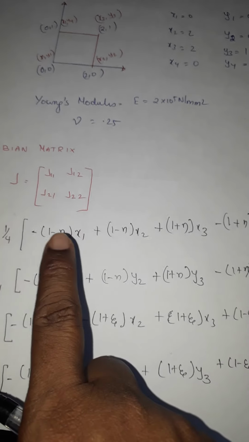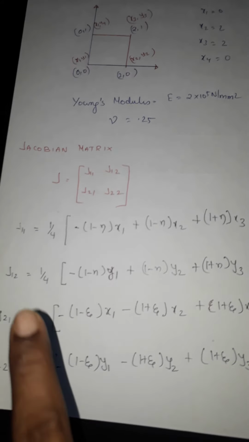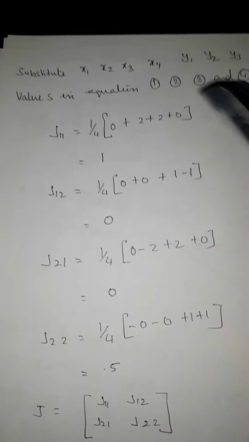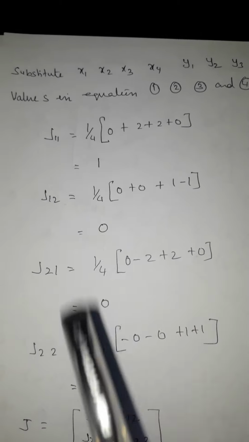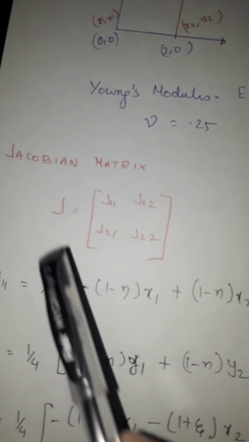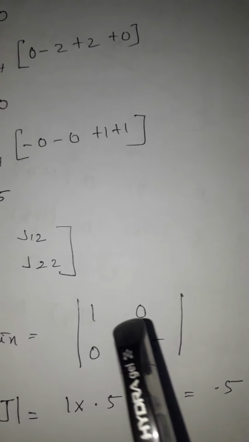So substitute these values. We need x1, x2 and so on; x1 is here, and the eta value substituted here is 0. The x1 value is also 0. According to that you substitute each of J11, J12, J21, J22, and you get these values. That's what I have done. I substituted the corresponding values in this equation, and I got J12, J21, and so on. These values were substituted in the Jacobian matrix.